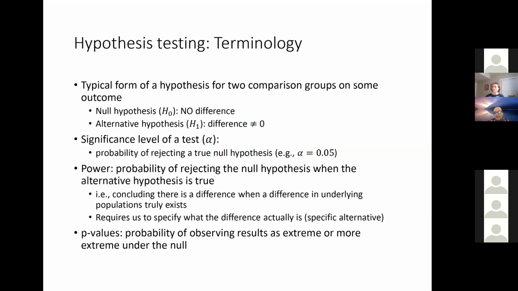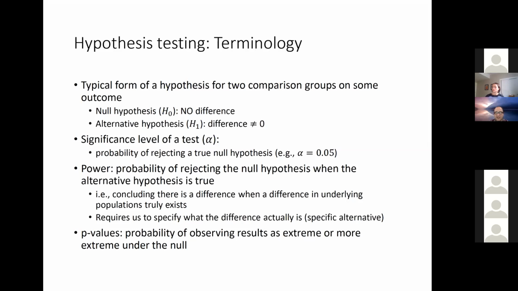So hypothesis testing, and some of you may be familiar with this, but here it's a review in any case. The typical form of a hypothesis for a two-group comparison with respect to an outcome is going to take the form of the null hypothesis being no difference in means or proportions, or some parameter that you're positing no difference between under the null. And then the alternative hypothesis would be that the difference is not zero, so that there's some difference between these two groups, again, on proportions or means or other parameters.